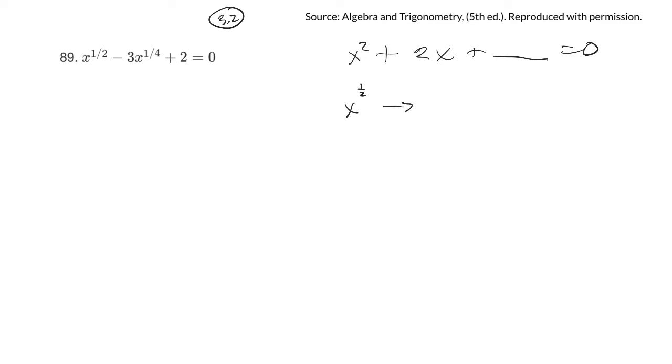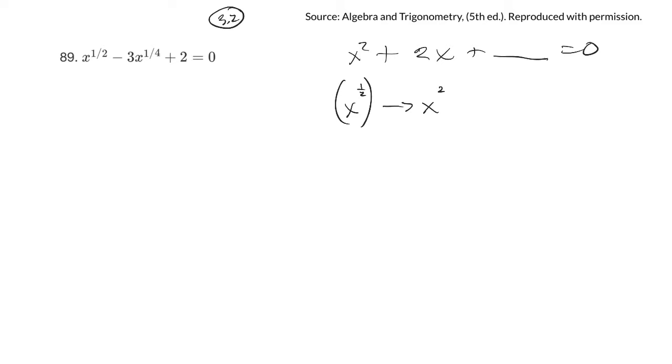I want to change that so it's x squared. So maybe what would I have to raise that to, to get a squared out of the deal? Would that be a way I could talk about it? Sure.